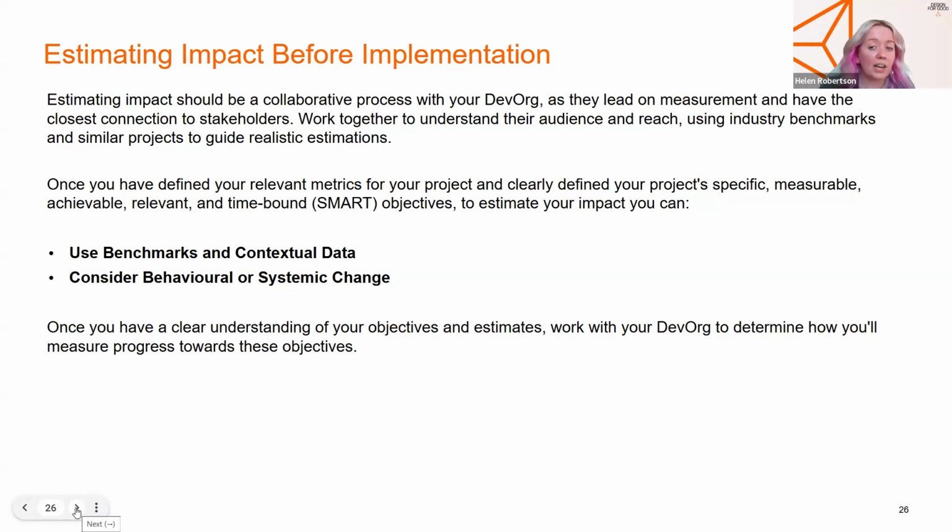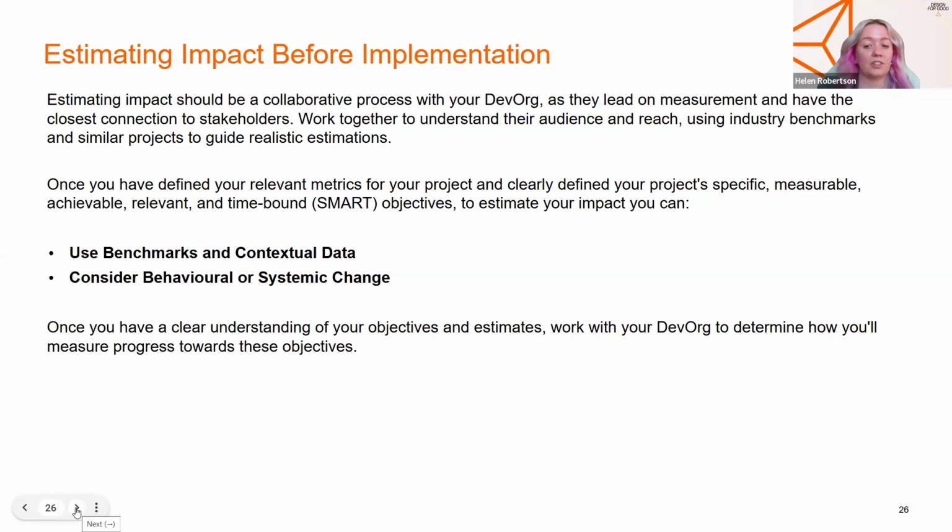Maybe there are similar projects from DFG or otherwise that can provide some useful context on the adoption rate of your approach. Maybe your dev org has insights into typical adoption rates, or perhaps national statistics can help you estimate reach. And consider also behavioral change or systemic change, thinking about indirect impact like ripple effects, knowledge sharing, or long-term benefits. With your benchmarks from step 2, consider how many users will adopt your solution, learning, or approach.